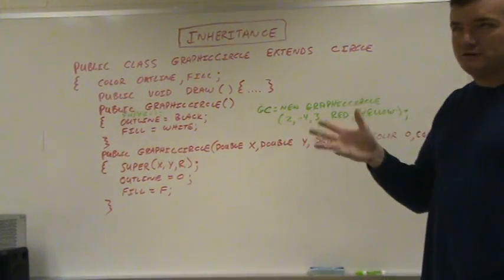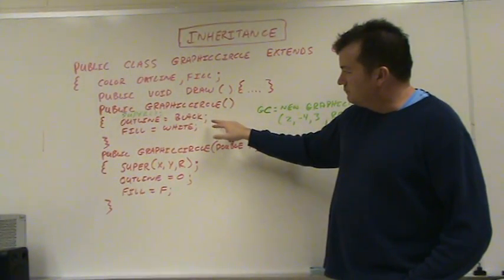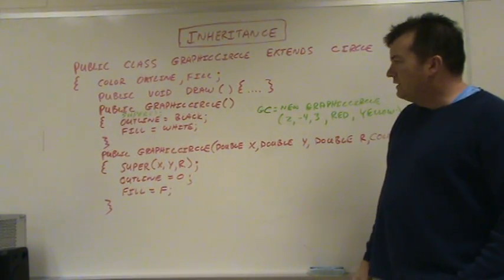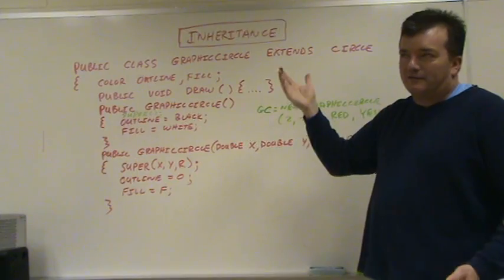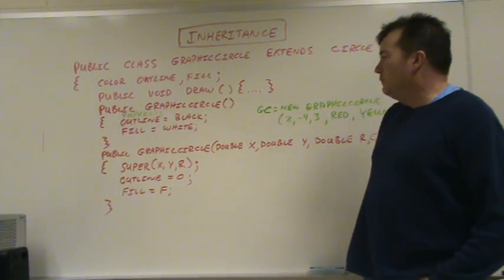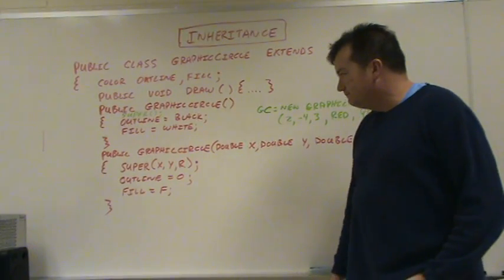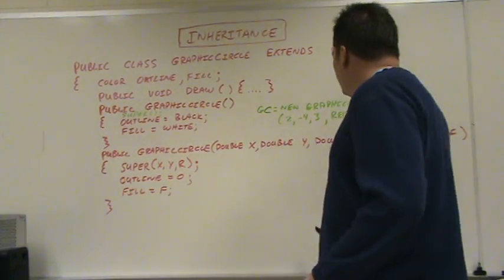So this is a graphic circle, we're trying to draw with it. And so we have an outline and a fill. We could add more features like how thick is the outline, how thick is the line, can it have multicolors. We could make more classes below it if we wanted to. Okay.